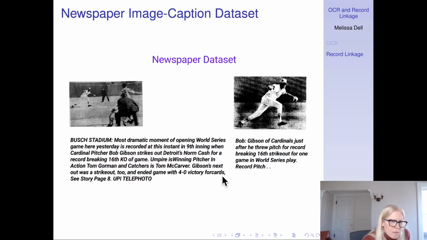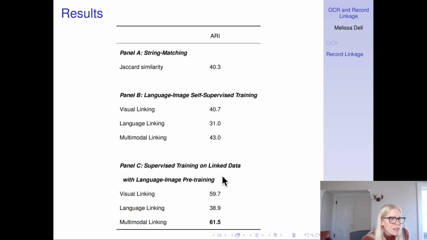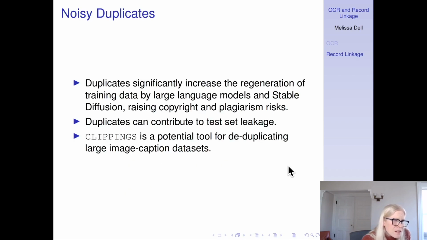This is just a recap of what the data looks like. This is really something that we did in a couple of days as a proof of concept. So we think we can get the accuracy up significantly if we do the self-supervised pre-training for longer on more data. We just didn't have time. But you see, even in this initial proof of concept, we're beating string matching on the captions. And so we think that there's a lot of promise here.